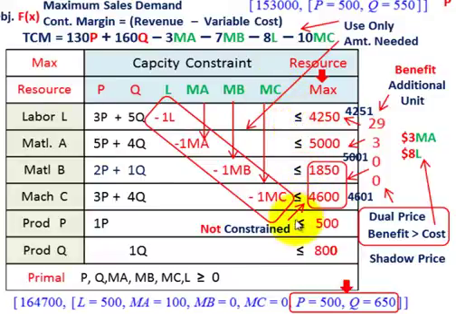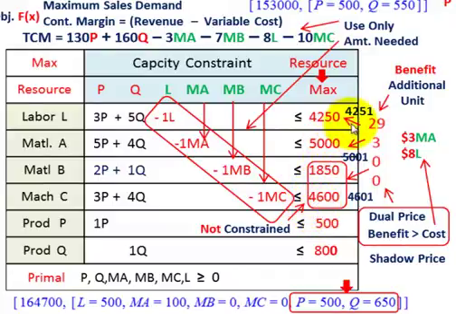Okay, so what we're really getting down to, we can run our program here, and just go down here and look at it. You're going to come up with your maximum contribution of 164,700, and you're going to come up with P equal to 500, Q equal to 650. That's based on the resource constraints you have here.